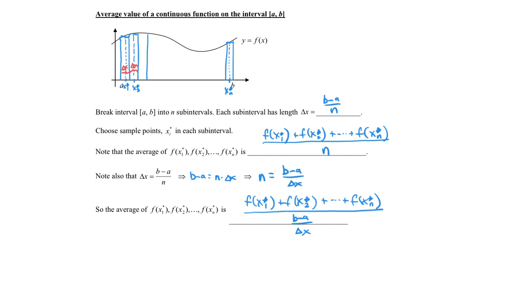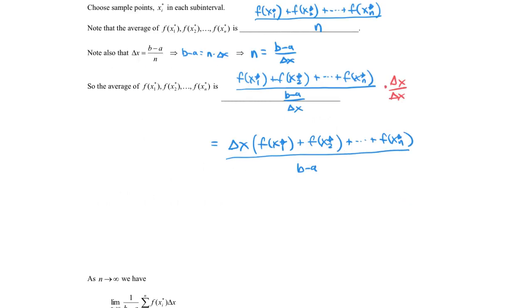And now what I want to do is multiply the top and the bottom of this fraction by delta x. So think of this as multiplying by delta x over delta x. In the denominator, the delta x's will cancel, so I'll just have b minus a in the denominator. In the numerator, I just have delta x times the numerator. So that will give us this here.